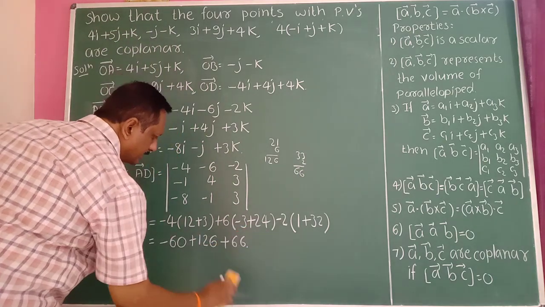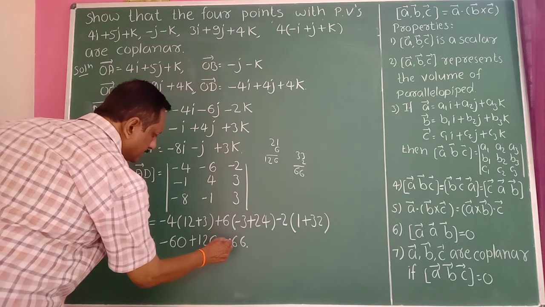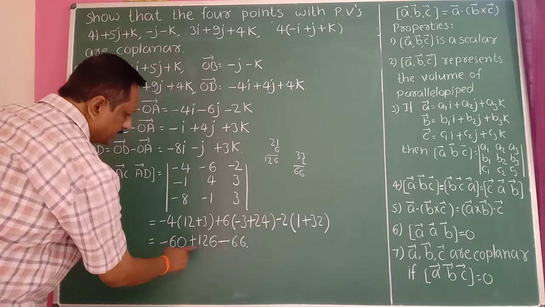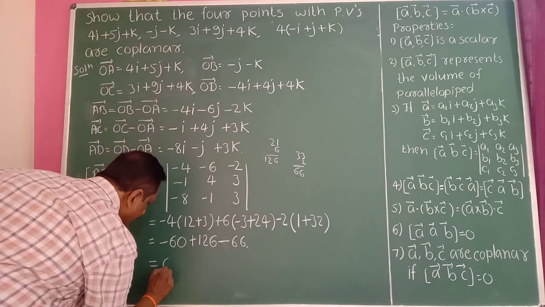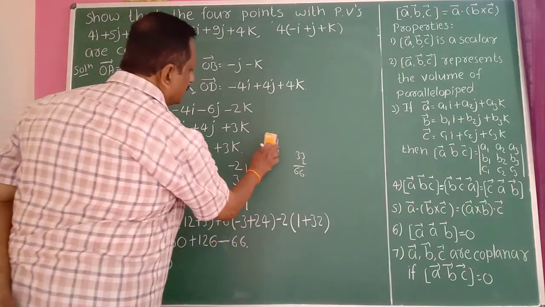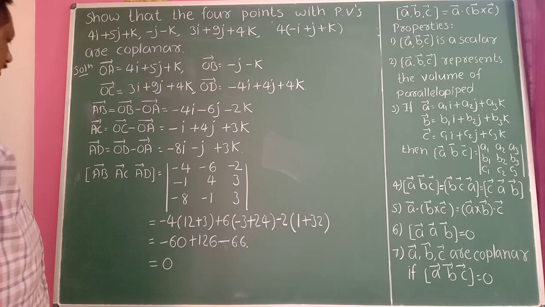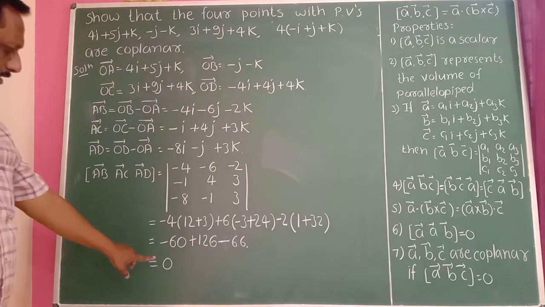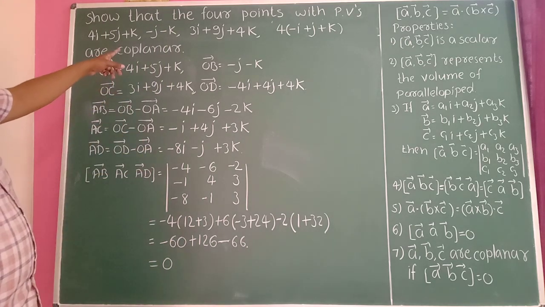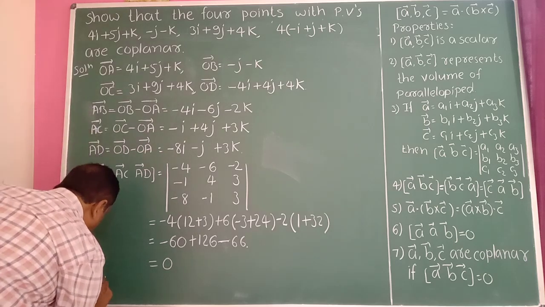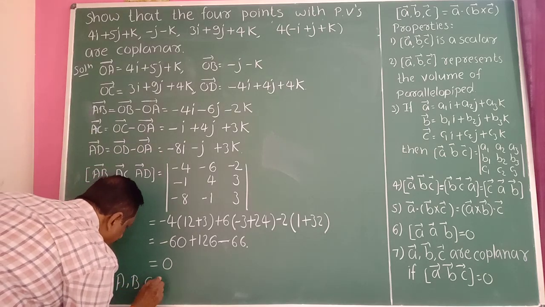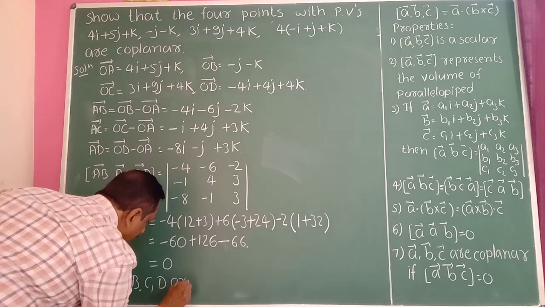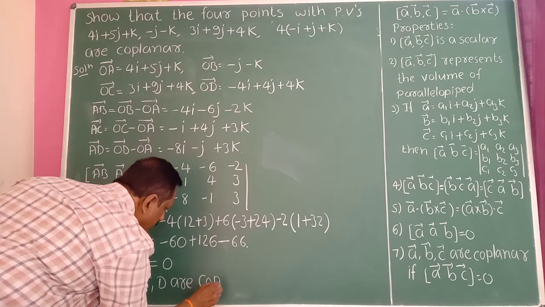So plus 66 minus 7. Minus sign is there. So minus of 66 here. Minus 60 minus 66 minus 126 plus 126 becomes a 0 here. Okay, so this becomes a 0. And therefore a scalar triple product is 0, which means the points are coplanar here. Therefore the points A, B, C and D are coplanar.